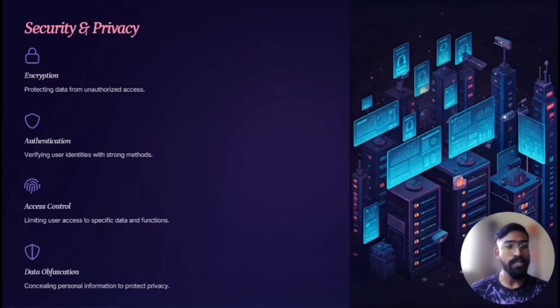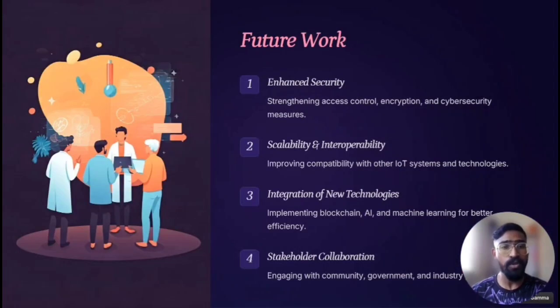All right, so the next one, we will continue with the future works. The first one is enhanced security, which is strengthening access control, encryption, and cyber security measures for the smart cities. The second one is scalability and interoperability, which is improving compatibility with other IoT systems and technologies.